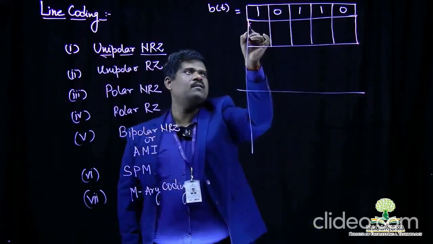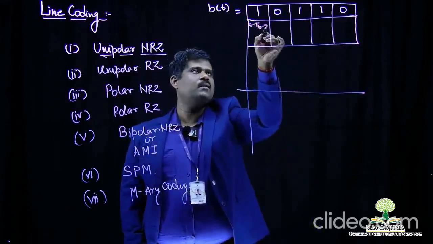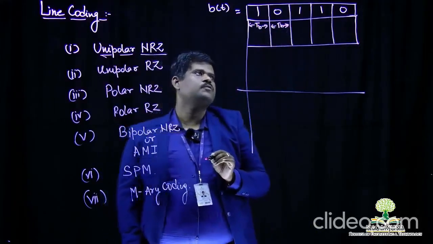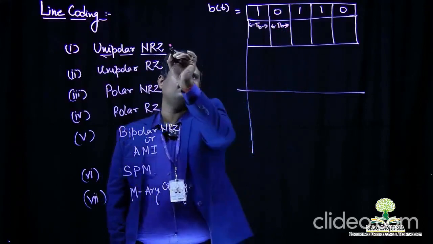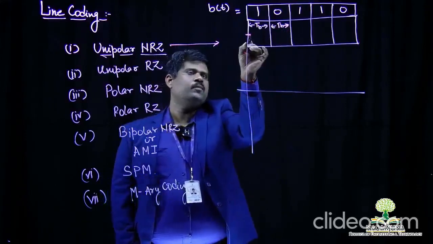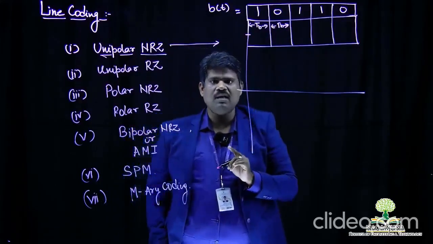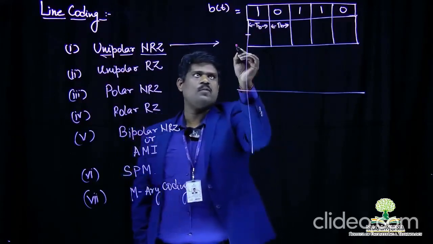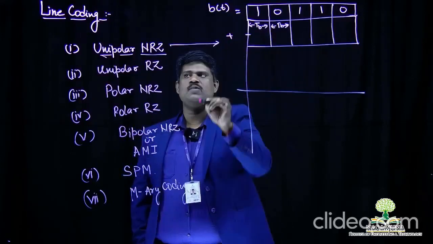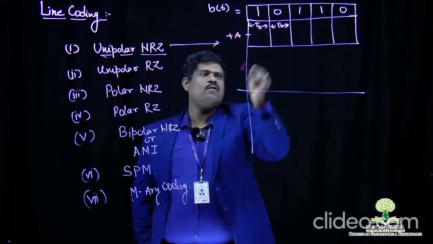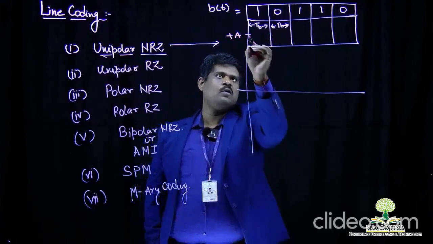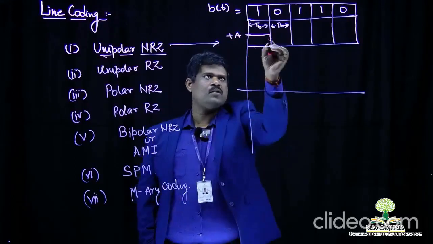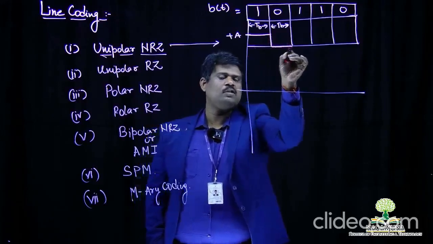This is the one-bit interval, which is represented by TB, and suppose I want to draw the line coding for unipolar NRZ. Unipolar means you have only one polarity, either positive or negative. Generally we take the positive polarity. Suppose for symbol 1 we represent it by +A, and for 0 we represent it by 0. So the waveform will be like this. For 1 we draw the positive signal +A, for 0 we draw the 0 signal.